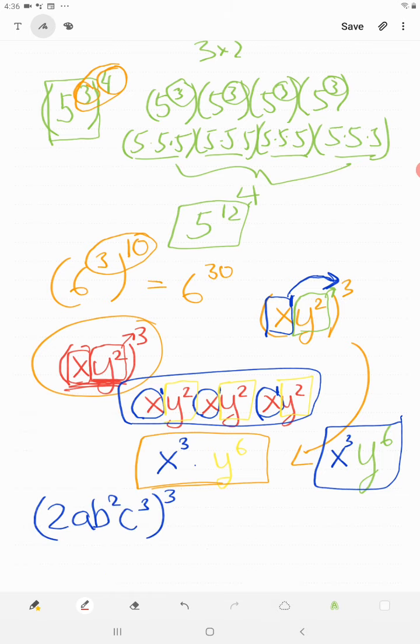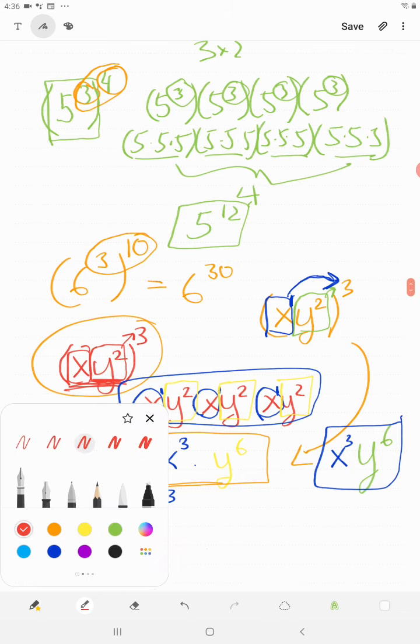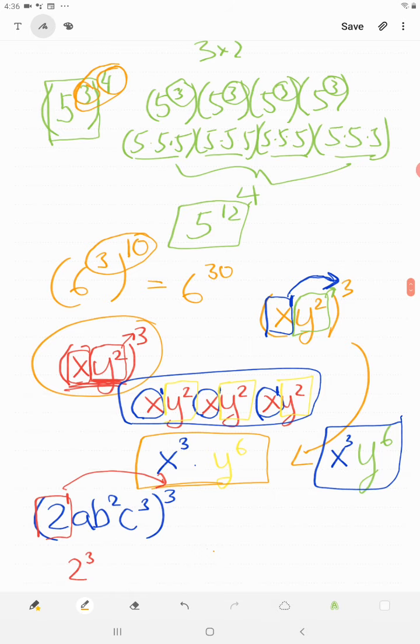Let's first do 2. 2 to the 3rd power. Now remember, if you don't see anything, it's really a 1. So 1 times 3 is 3. So it'd be 2 to the 3rd power. Let's do this next one. a, remember, if there's nothing there, it's really to the 1st power. So if you do power to a power, 1 times 3 is 3. So this would be a to the 3rd power.